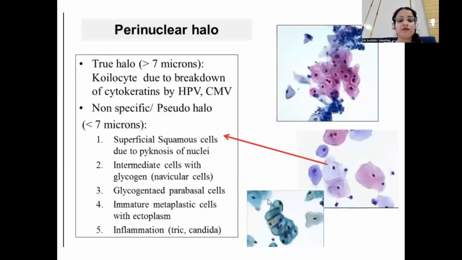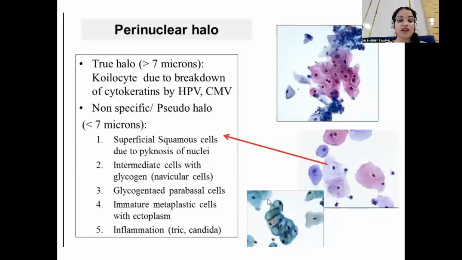Why do we have to look into perinuclear halo? Because perinuclear halo is most commonly seen in HPV, that is human papilloma virus. So it is very important to differentiate this perinuclear halo seen in HPV from pseudo halos. A pseudo halo could be seen in superficial squamous cells because of pyknosis of the nucleus, where the nucleus is smaller in size, or in intermediate cells because of glycogen deposition, or in parabasal cells because of glycogen deposition, or in immature metaplastic cells.